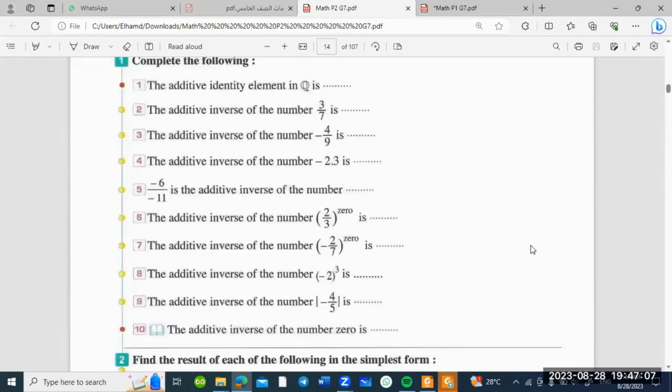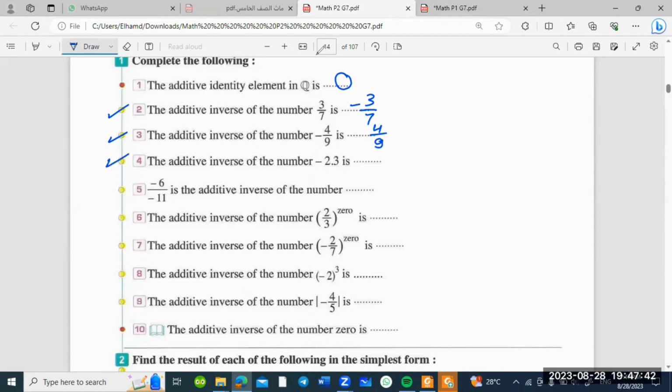Yes. The first one is what? Read it, Miara, quickly. The additive identity element in Q is 0. The additive identity is 0, of course. Question number 2, Rowan. The additive inverse of the number 3 over 7 is negative 3 over 7. Excellent. Miara, number 3. The additive inverse of 4 over 9 is negative 4 over 9. Just change the sign.